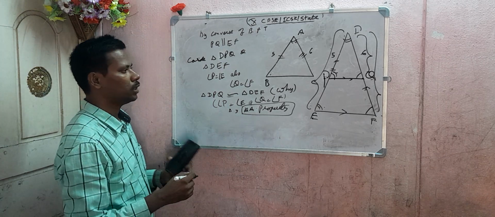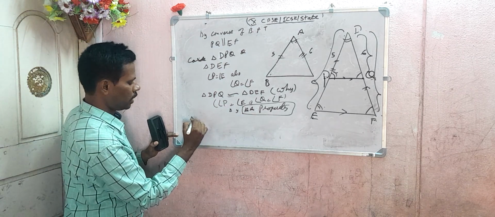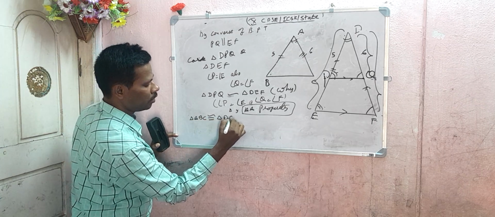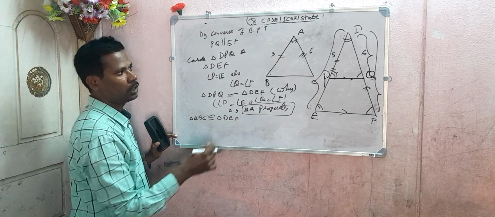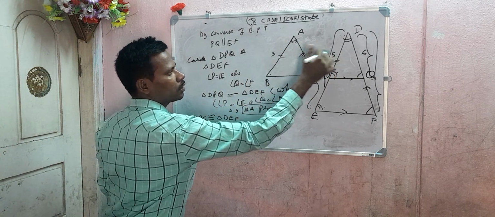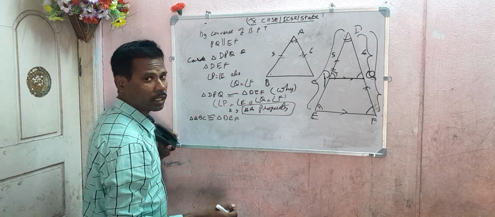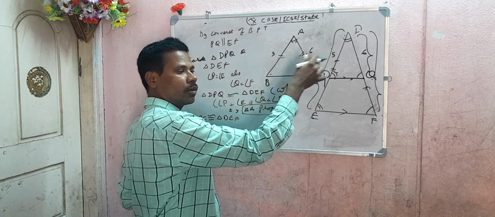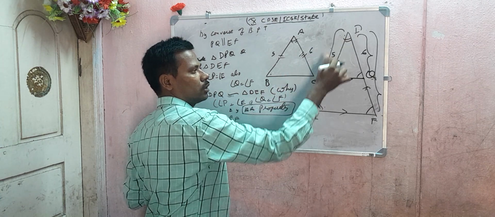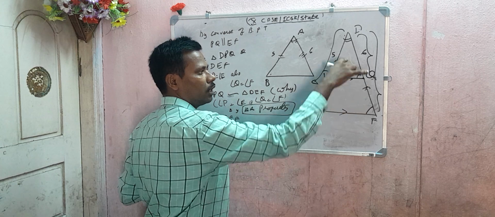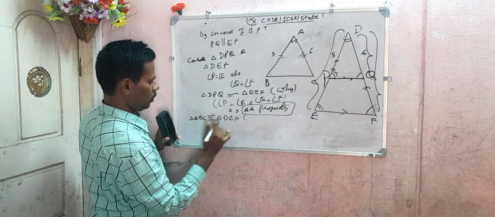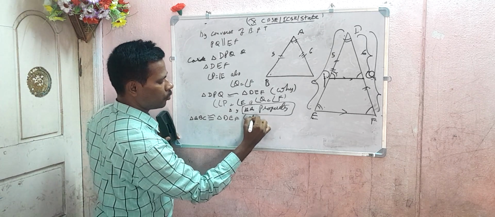Earlier what we have proved: triangle ABC is congruent to triangle DPQ. We proved it at the start, no? By construction, mark points P and Q such that this side is equal to this side. By the SAS criteria of triangle congruency, this triangle is congruent to this triangle. Now we are saying that this triangle is congruent to this whole big triangle.